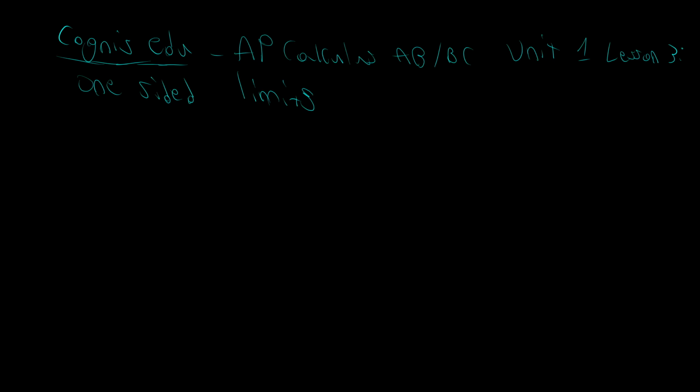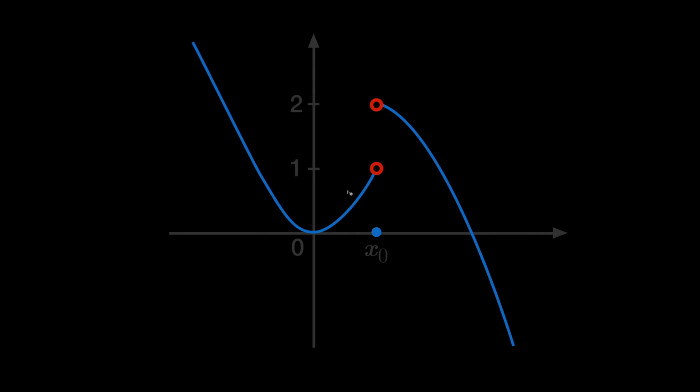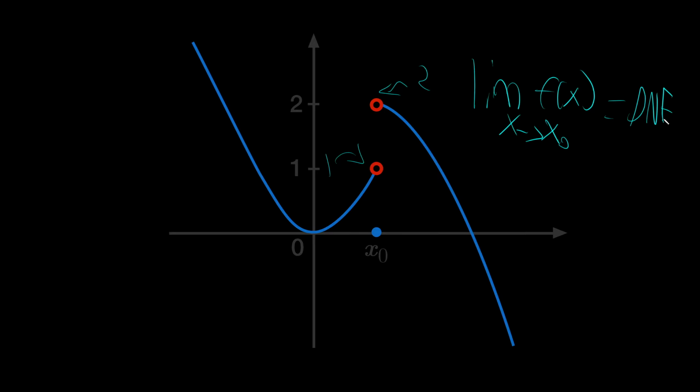Today we have AP Calculus AB/BC Unit 1 Lesson 3, one-sided limits. So we remember our normal limits. For example, something like this is approaching two different values from two different sides. From this side it's approaching 2. From this side it's approaching 1. This would be the limit of, let's say this is our function f of x, as x approaches x sub 0. And so obviously this does not exist.